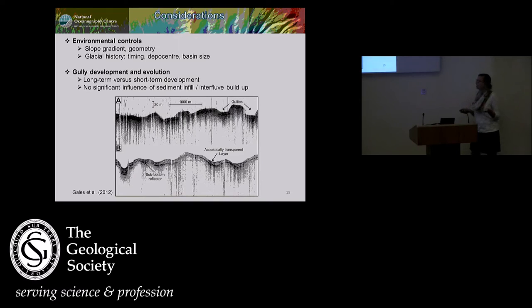And a final consideration is whether the gullies are actually in different stages of development or evolution. We know from looking at sub-bottom profiler data that the geophysical signature that we're seeing from the gullies is a relatively good representation of what the gullies actually look like. We don't see a lot of sediment infilling. And we can also see that the gullies are most likely to be incisional features rather than being built up from the gully interfluves.